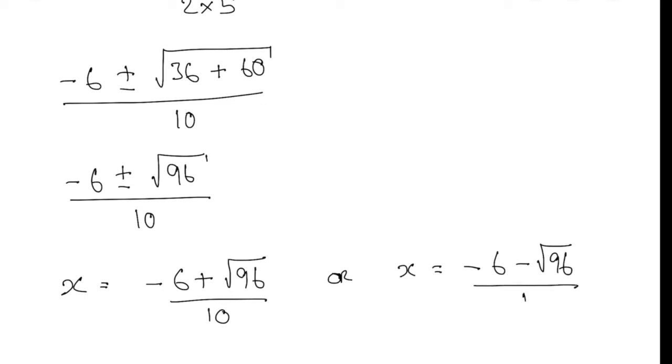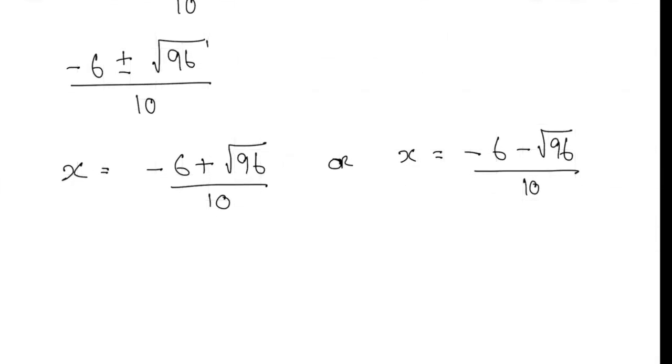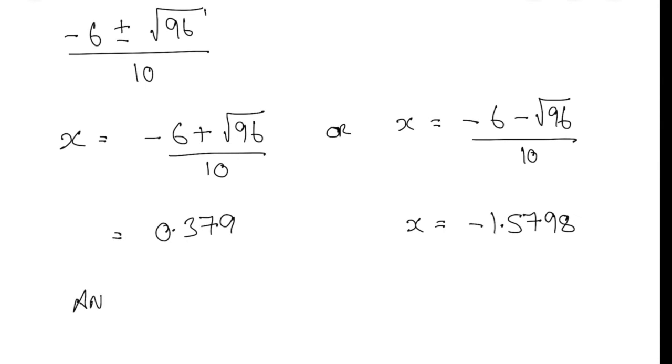So using your calculator, you can put each of the expressions in turn into your calculator to work it out. In the first instance, you get a value of 0.379. In the second instance, you get a value of negative 1.5798. Two answers in this case. 0.379 or minus 1.579.